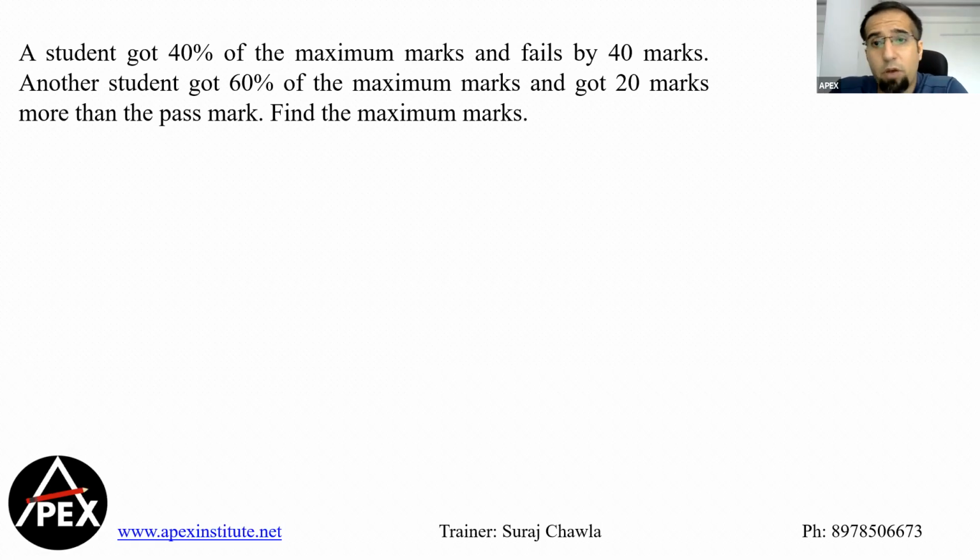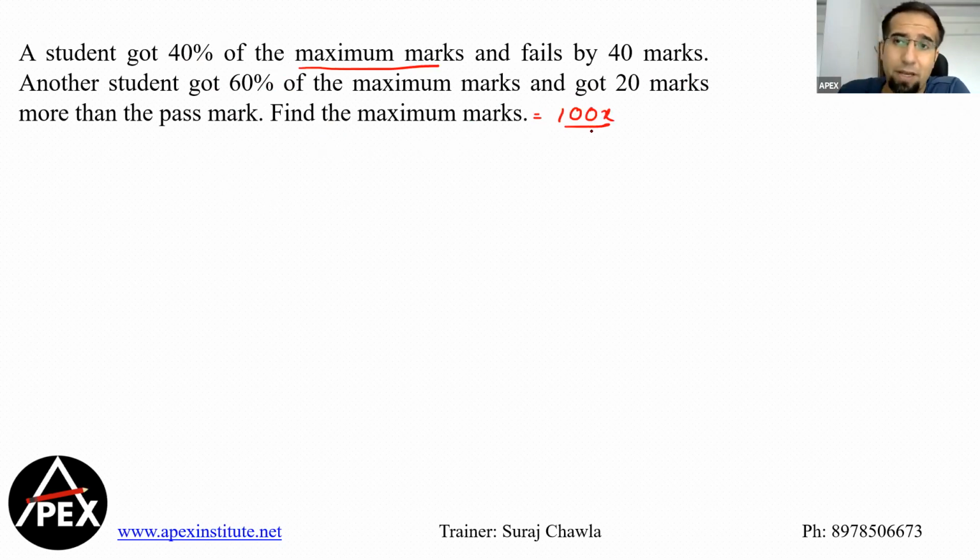Yep. So this is another model which is called pass marks and fail marks, guys. Always focus on this model. The question will focus on pass marks. Now this question says a student got 40% of maximum marks and fails by 40 marks, which means now, 40% of what? Maximum marks, right? Therefore, I would assume let the maximum marks be equal to 100x.